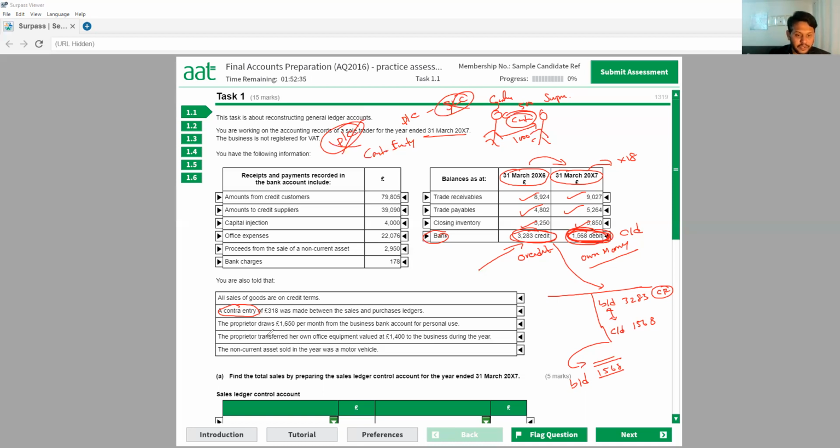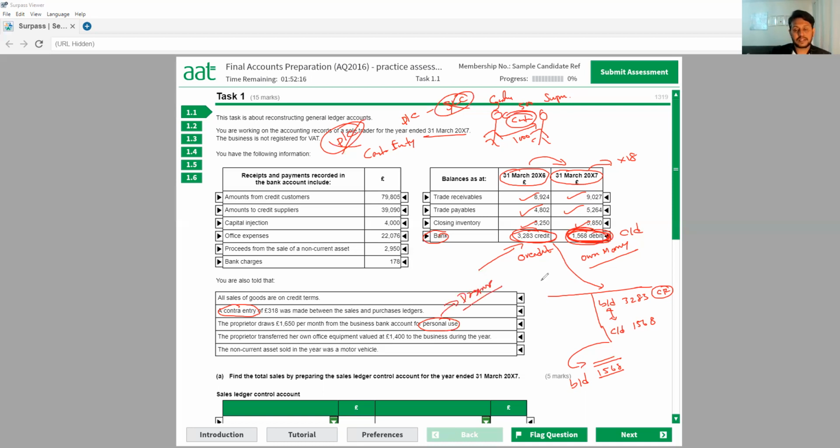Then we have the proprietor draws 1650 per month from the business bank account for personal use. Remember, if the owner takes any money from the business for personal use, we call it drawings.